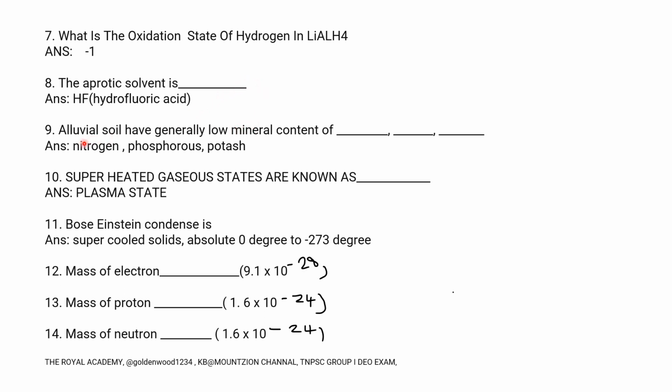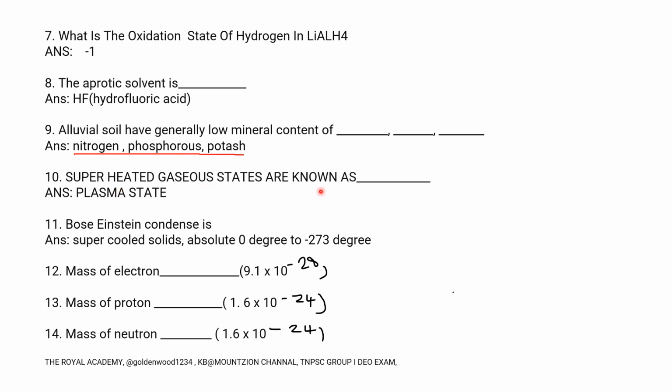So carefully note it. Alluvial soil generally has low mineral content of dash, dash and dash. So what are those? Nitrogen, phosphorus, potash. In alluvial soil these chemicals won't be there, or only in very small amounts. Nitrogen, phosphorus and potash.